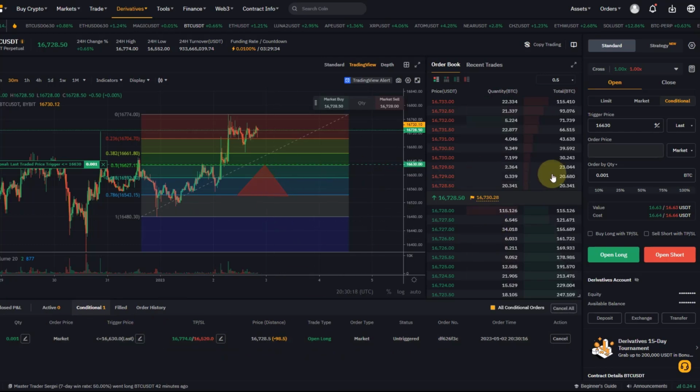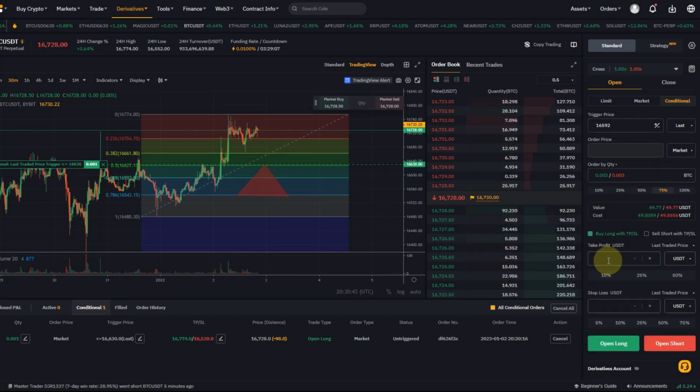So I could then say, all right, I want to add another one. Yeah, and the trigger price here would be at around 16,550 maybe, or 592 when it reaches the 61.8% retrace. So that would be at 16,592. And I also want to have the order quantity a bit larger, because it's sort of closer to support.